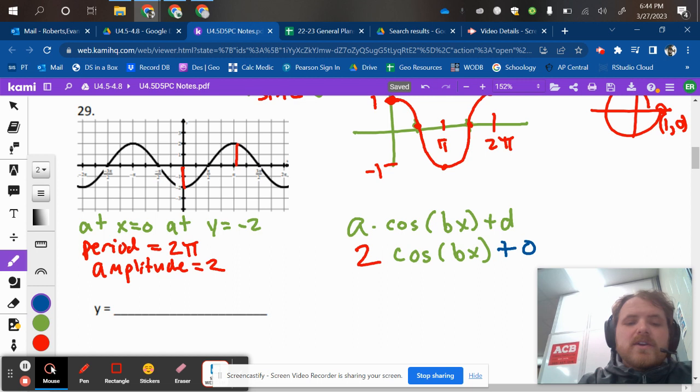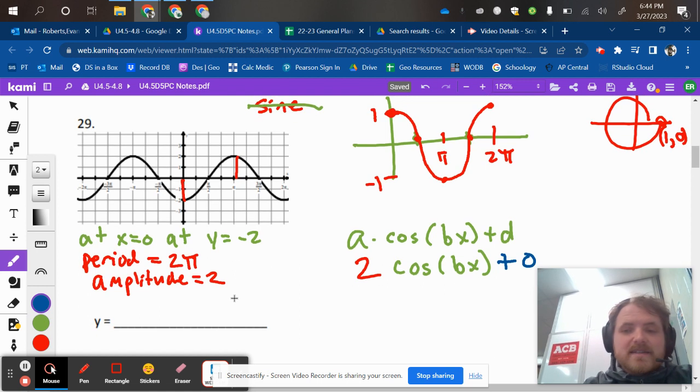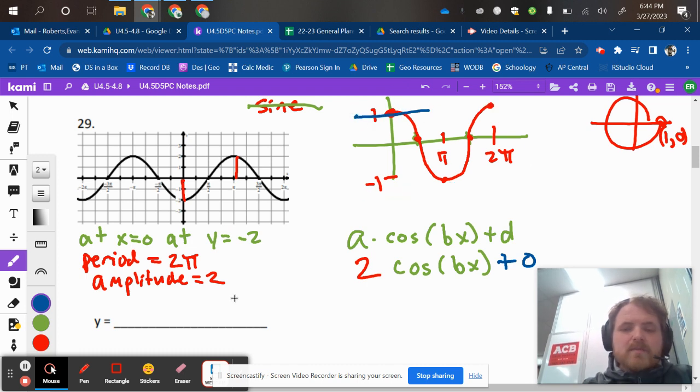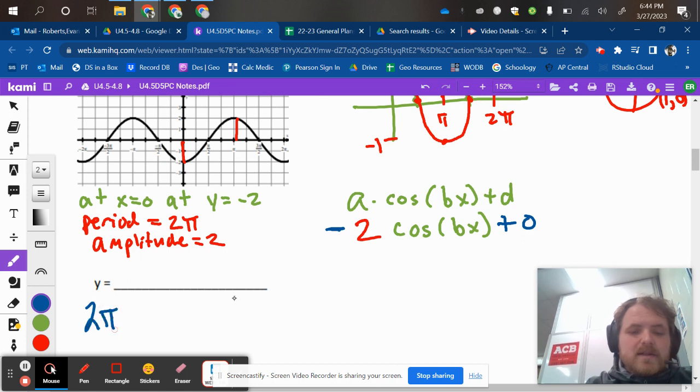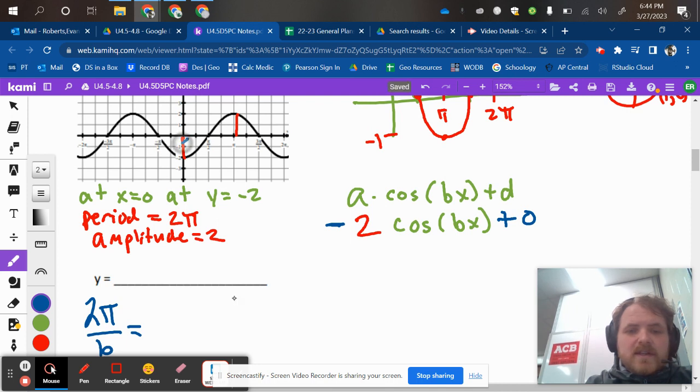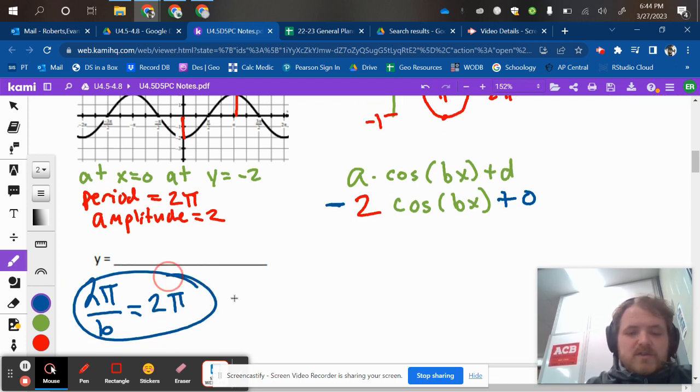Hopefully you're seeing that it should be reflected because again, our parent function that I did a little picture of up there has you starting at up 1, but now we're at down 2. So we need to have that negative out in front of the 2 there. Okay. Last thing I think is the hardest is the b value. And again, the equation of a period is 2 pi divided by b. So we looked at the length of our period. It looks like there was a full hill and half valley all occurring from 0 to 2 pi.